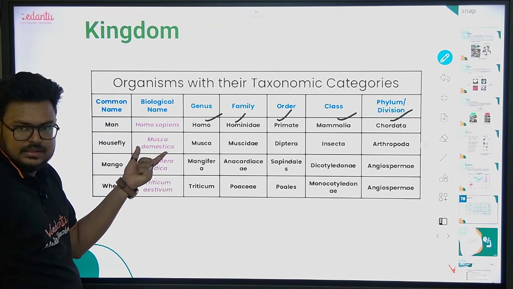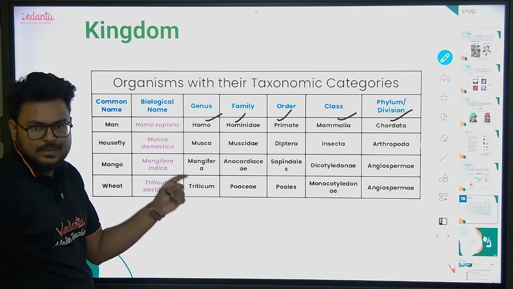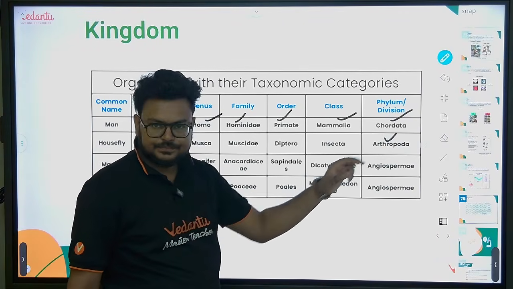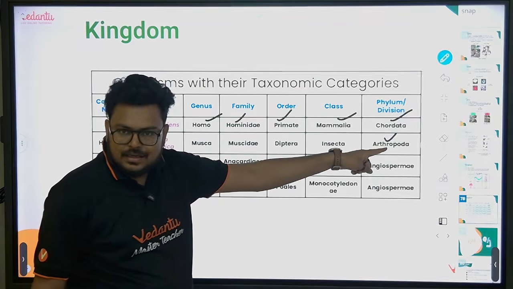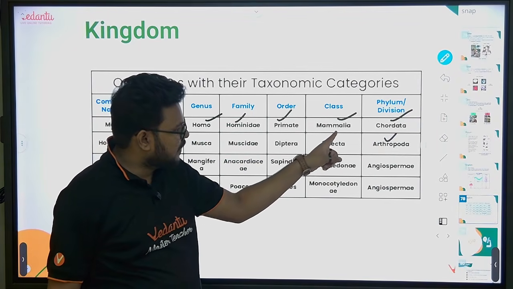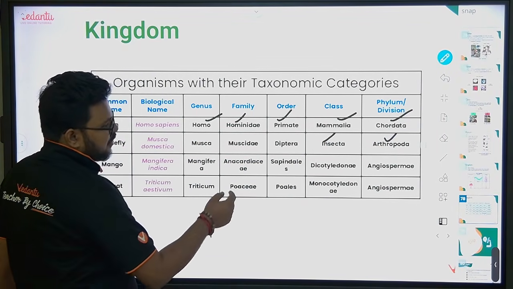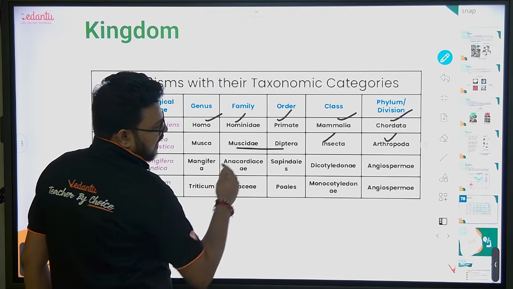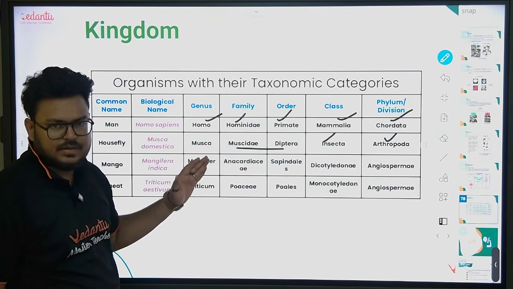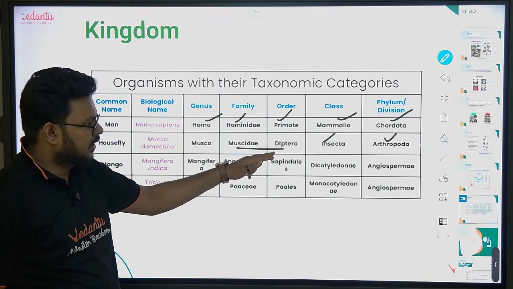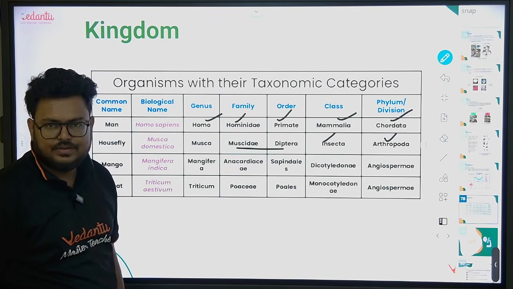Housefly, Musca domestica, is an insect, so it will come under what? Arthropoda. Arthropoda includes what? Insects, na? So it will come under Arthropoda, and the class is what? Insecta. So only these two things you have to learn: Muscidae and Diptera. Musca, so you can remember Muscidae also as the family name, and only the order Diptera you have to learn.